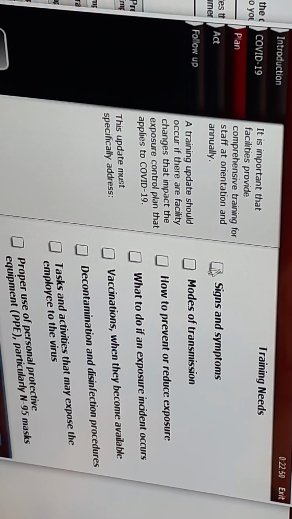It is important that facilities provide comprehensive training for staff at orientation and annually. A training update should occur if there are facility changes that impact the exposure control plan that applies to COVID-19. This update must specifically address signs and symptoms, modes of transmission, how to prevent or reduce exposure, what to do if an exposure incident occurs, vaccinations, when they become available, decontamination and disinfection procedures, tasks and activities that may expose the employee to the virus, and proper use of personal protective equipment.